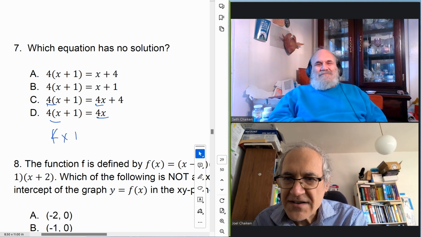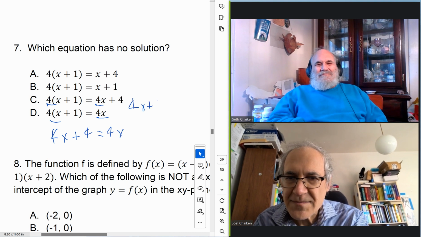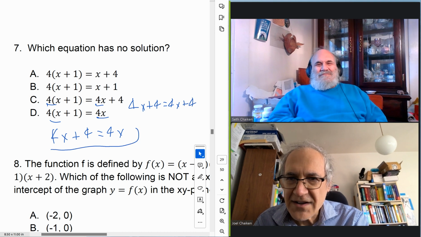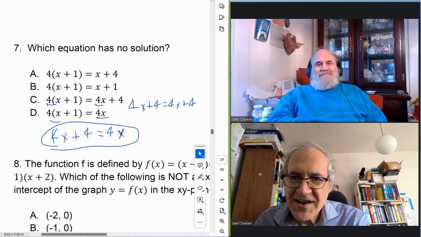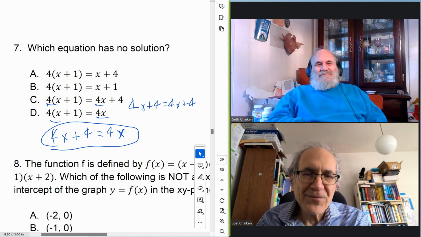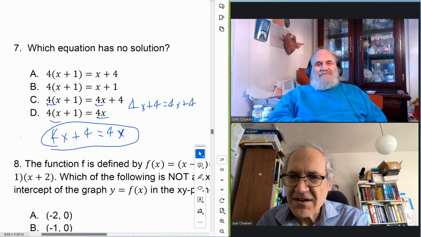This is 4x plus 4 is equal to 4x. And this is 4x plus 4 is equal to 4x plus 4x. So this is the one that has no solution because you can't multiply a number by 4, add 4 and get 4 times that number. So the answer is D.